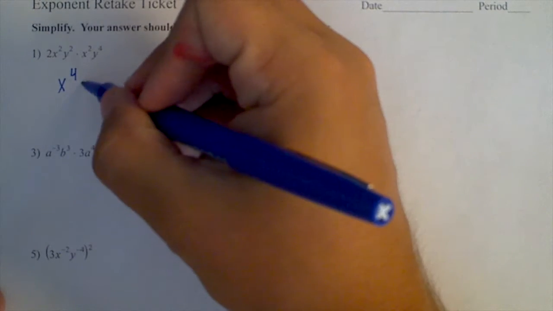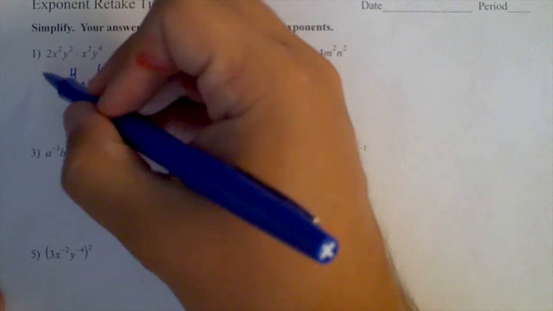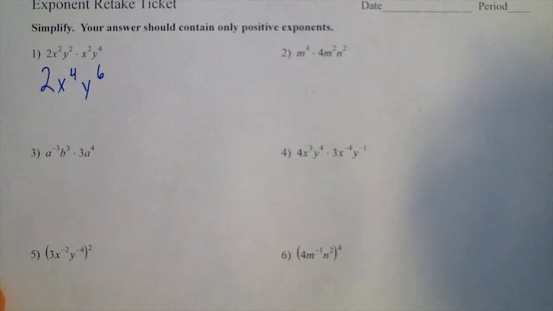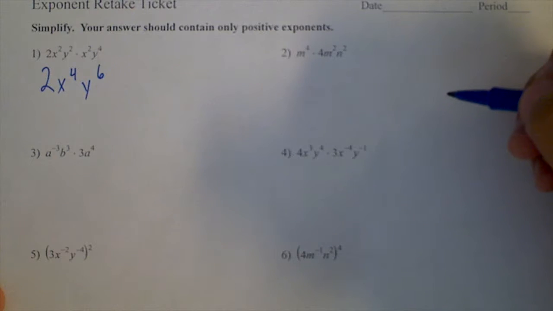Same thing with the y's. Keep the base, 2 plus 4 is 6, and that 2 doesn't combine with anything. So that'll just be 2 x to the fourth, y to the sixth. In 2, the same thing. You combine all of the powers with the same base.